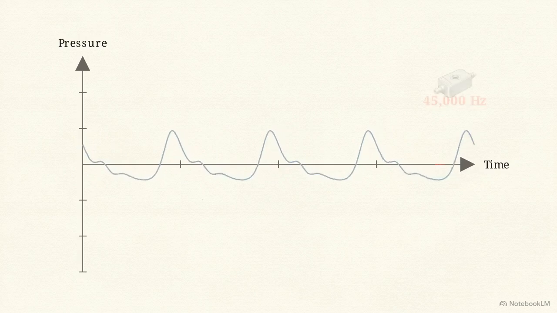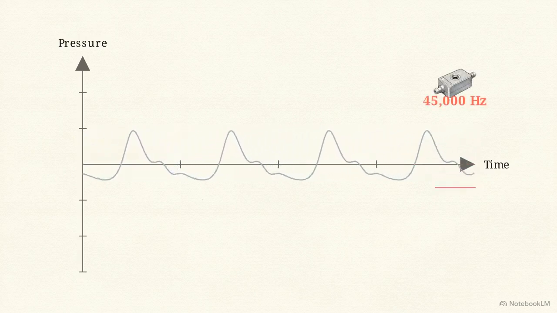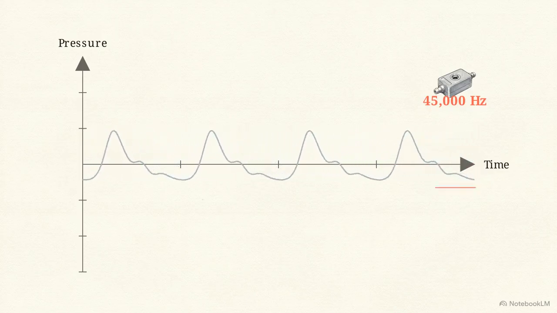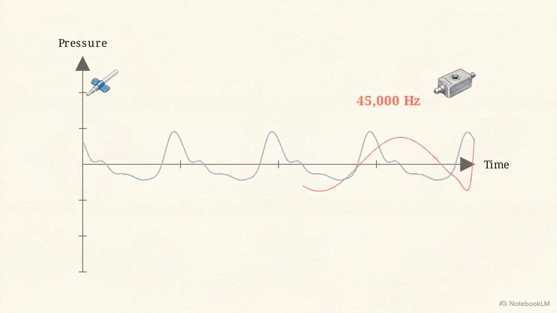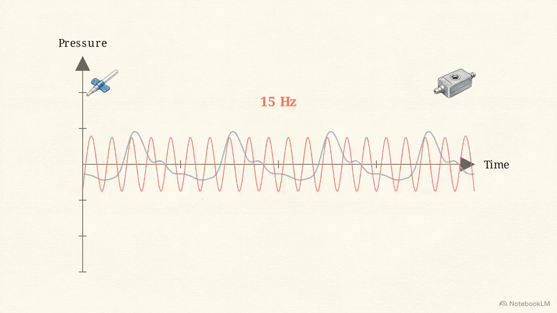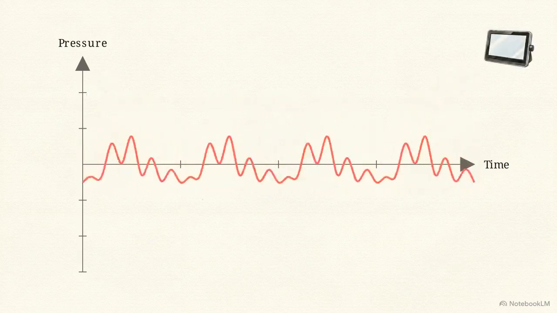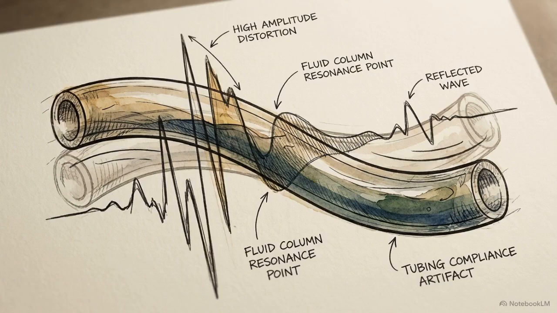If a system's natural frequency overlaps with the pulse's harmonics, the waves erupt into a massively amplified signal. An isolated transducer's frequency is 45,000 Hz, immune to biological resonance. But adding a saline column drops the system's frequency to 15 Hz, dangerously close to biological harmonics. That 15 Hz drop is the exact physical cause of the jagged, underdamped systolic overshoot. The fluid column itself is resonating, artificially amplifying the pulse.